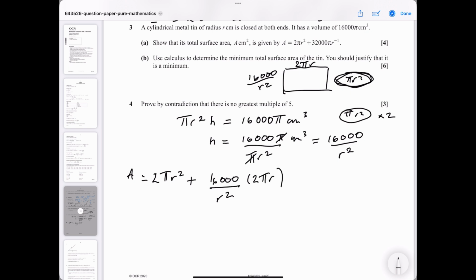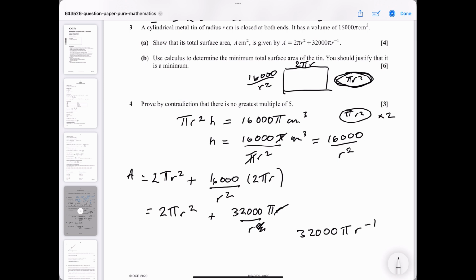Well, I've got to get this into some other format, so let's just find out what it is. I am leaving the 2 pi r squared, and then we've got 32,000 pi r over r squared, so let's just get rid of one of those r's. And that's the answer. Well, it's the same thing. The only difference is that they've reorganised it and gone 32,000 pi r to the minus 1.